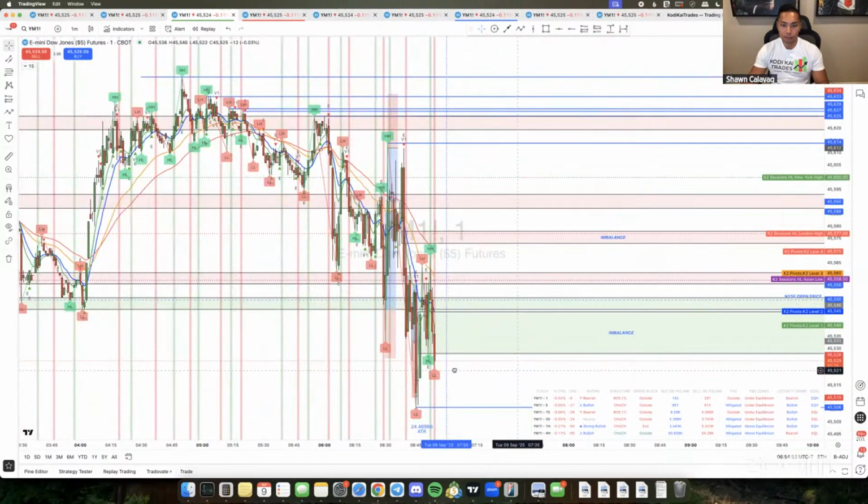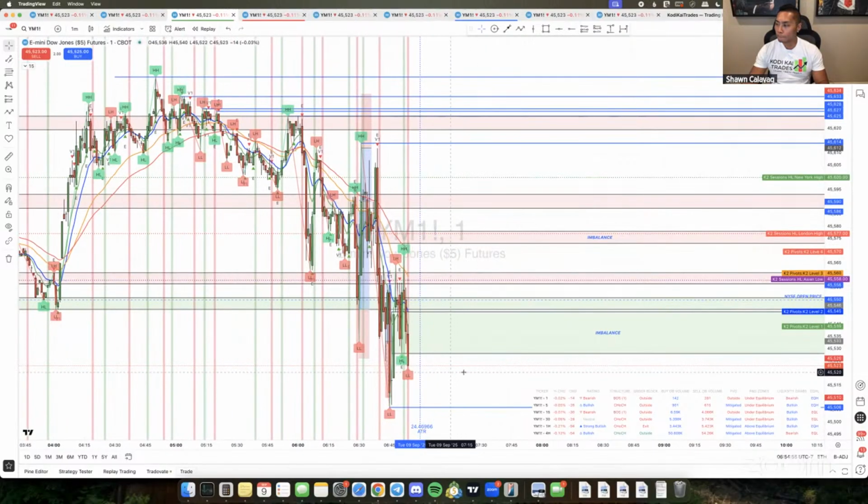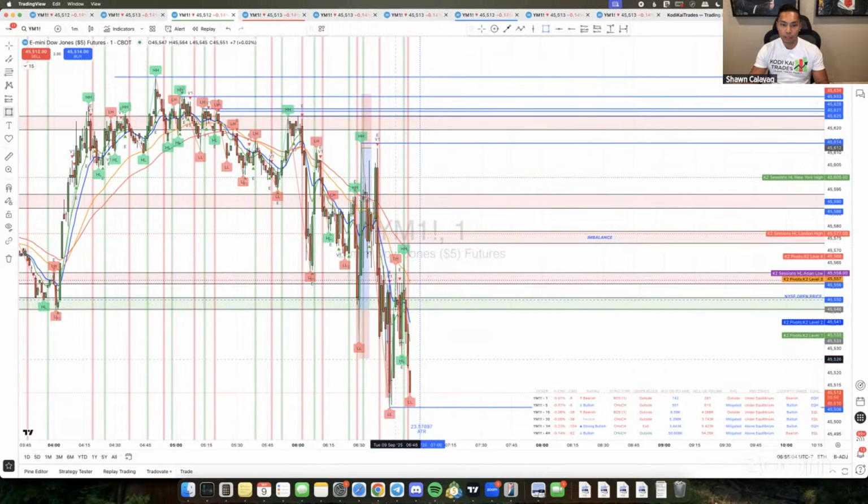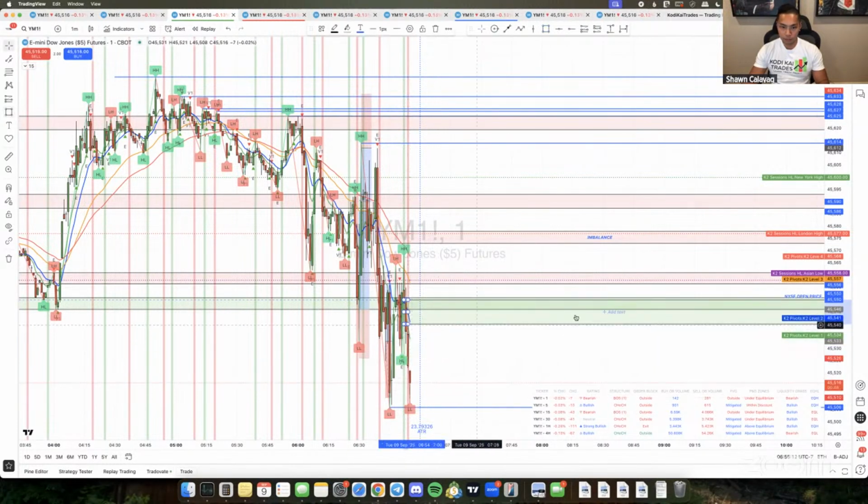Or a new imbalance may be established. There actually is a new imbalance here. So if this candle here closes, there's an imbalance to the downside right here. Okay, so this has been mitigated. We now have an imbalance right here to the downside. There's two imbalances actually. There's one from up here, and there's another one that's starting to set up below it.